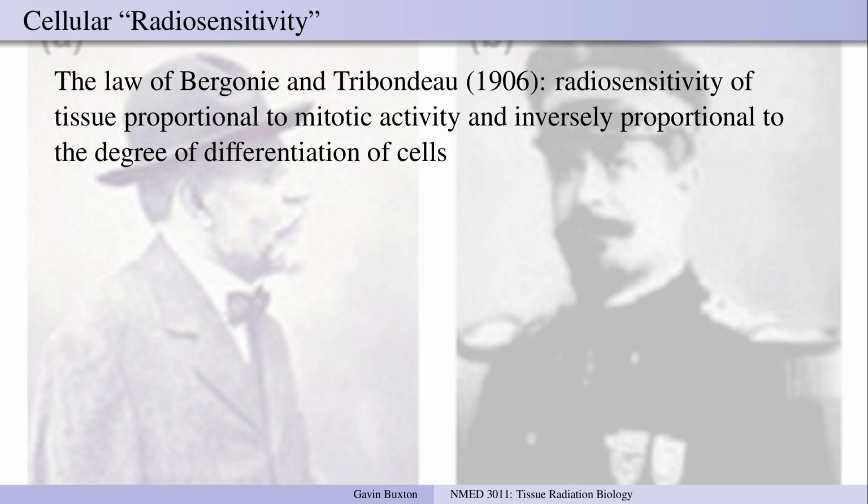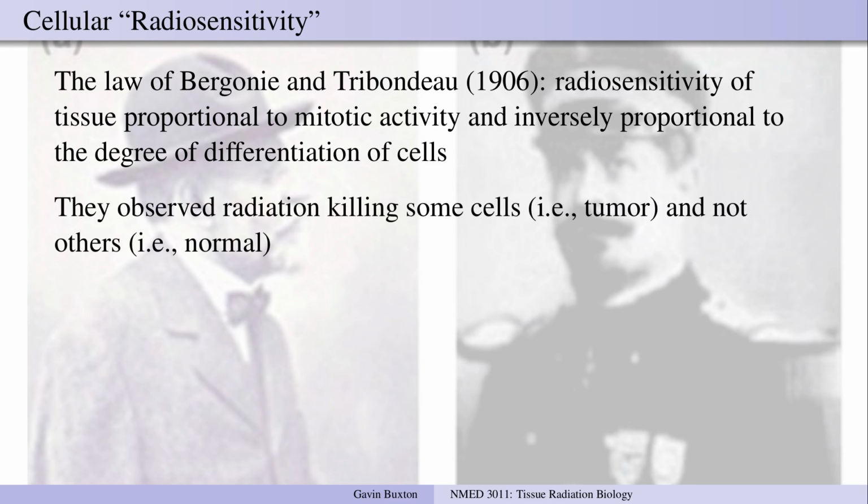Now, these two guys are Bergonié and Tribondeau, and they basically deduced that cell division played an important role in radiosensitivity based on reports that X-rays appeared to destroy the cells of a malignant neoplasm, a tumor, without permanently harming the adjacent healthy tissue. And so their hypothesis was that ionizing radiation is more effective against cells that are actively dividing or undifferentiated.